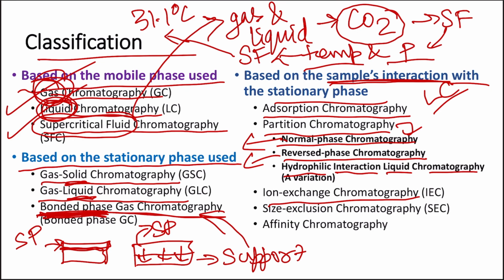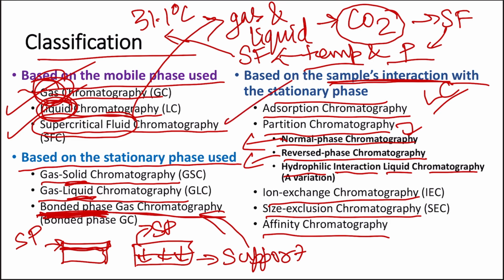Then we have size exclusion chromatography, in which we have different pores in the support, and as a result it will select the molecules based on their size. Then we have affinity chromatography, in which several biological compounds are present on the stationary phase, and these bind to their specific complementary proteins. That is, if we have antibodies acting as a stationary phase, they will catch hold of the antigens. So this is used in that case.